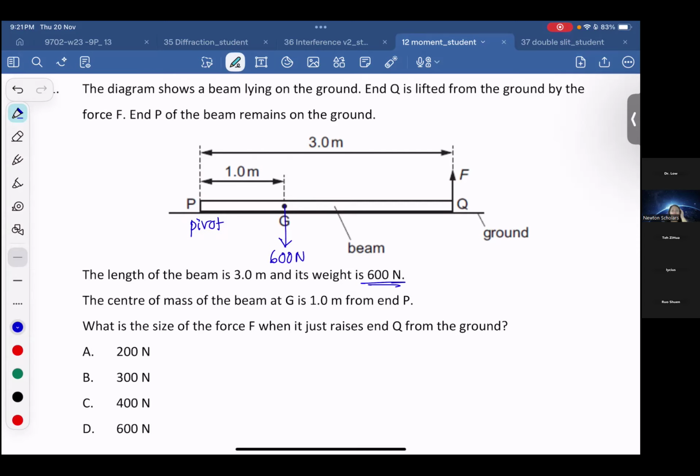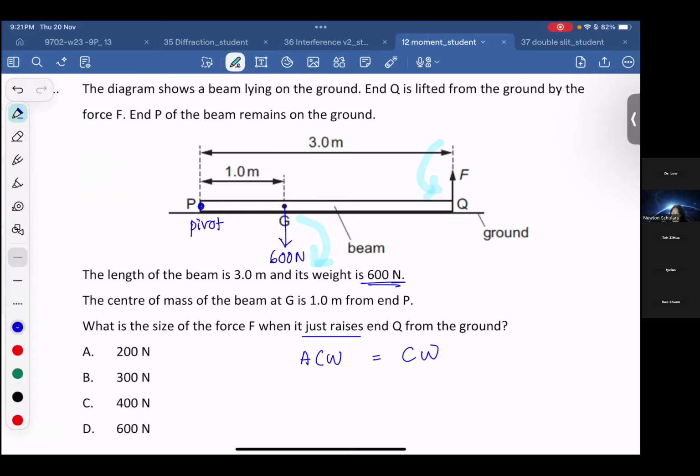Here, we want to lift it up, just able to lift it up. So we still follow the rule: anti-clockwise moment equals clockwise moment. The 600 Newton weight gives a clockwise moment, and P is the pivot. Then the force gives the anti-clockwise moment.